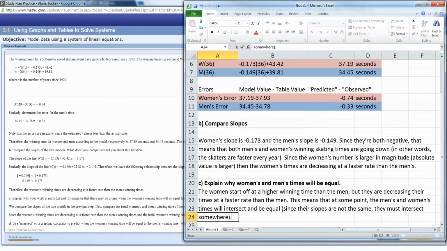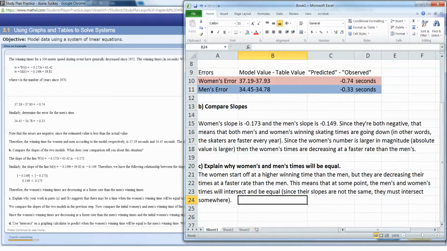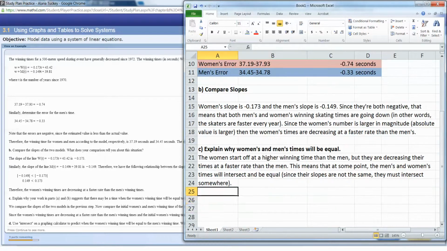Right? The only way they're not going to be equal at some point is if they have the same slope, which would mean they are parallel lines. Since they're not parallel lines, somebody is going to have to intersect with somebody eventually. All right, and then for part D, we're supposed to use the graphing part of our calculator. So use intersect to find when the times are equal. All right, so that's going to take some calculator doing.